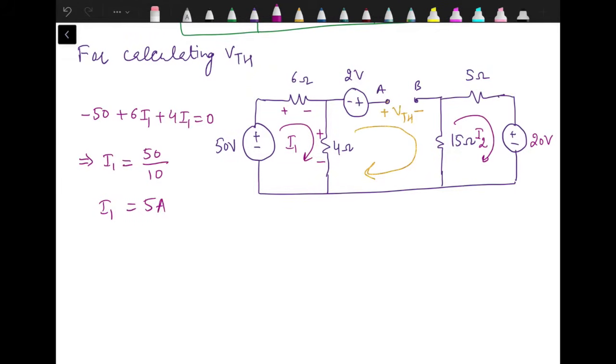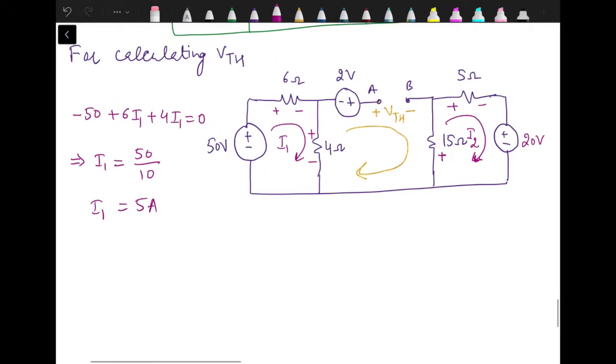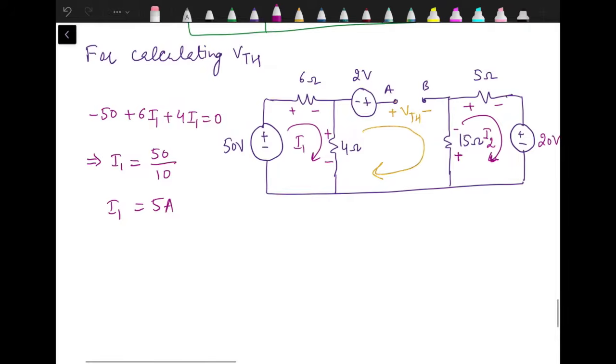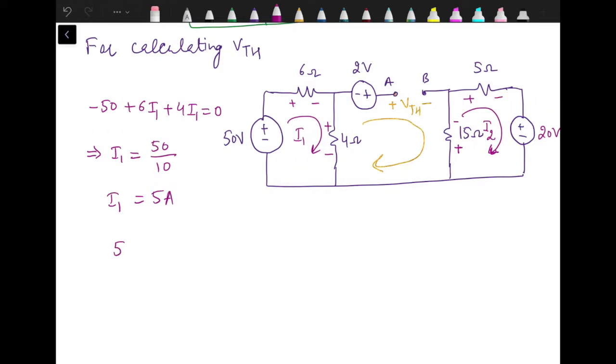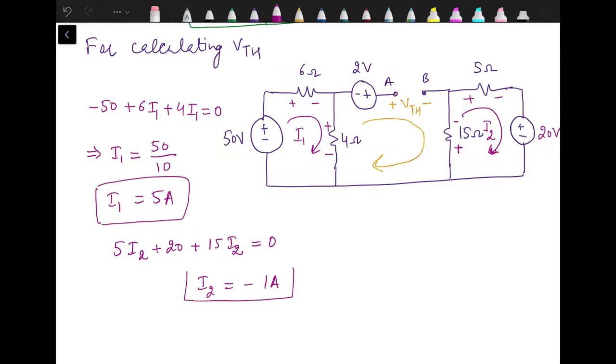After this we can apply KVL to the second mesh. For that, let's mark the polarity of voltage drop as per the direction of I2. So this terminal positive, this one negative. So we have the drop across the 5 ohm resistance as 5 times I2. Then we have the 20 volt source. Then 15 into I2 is the voltage drop across the 15 ohm resistance, and this should be equal to 0, which gives us the value of I2 as 1 ampere. Now we have the values of I1 and I2.